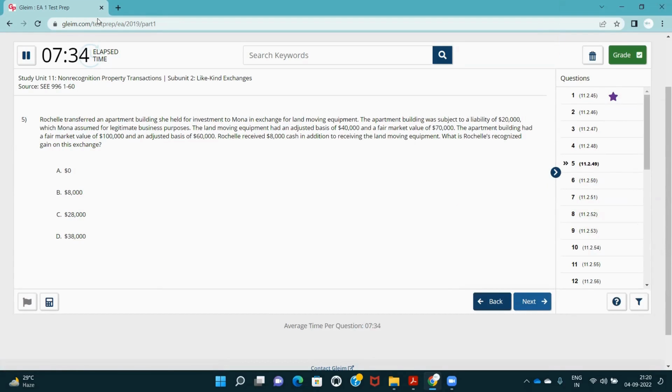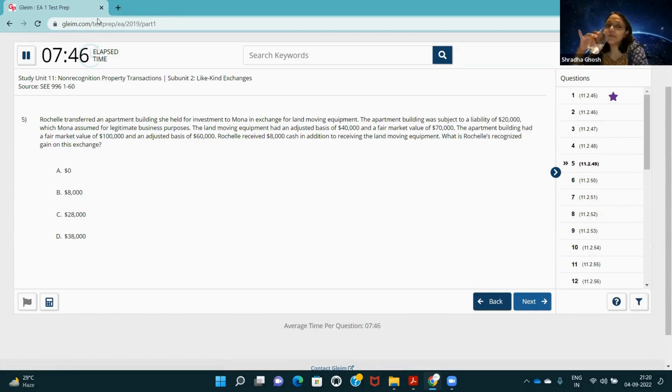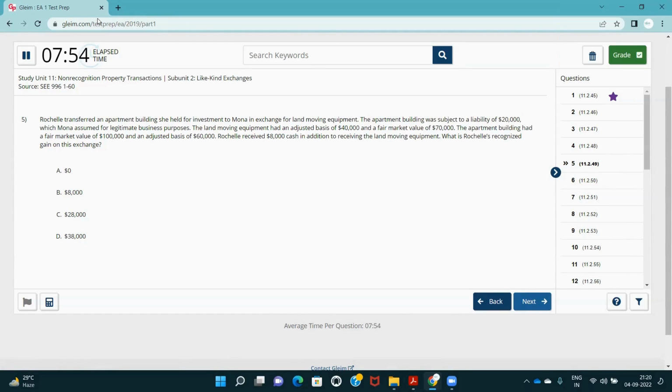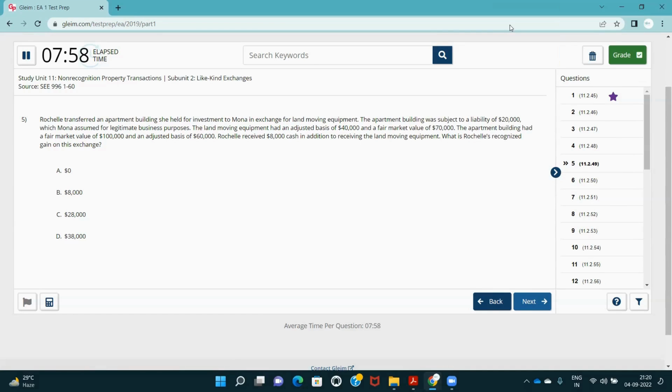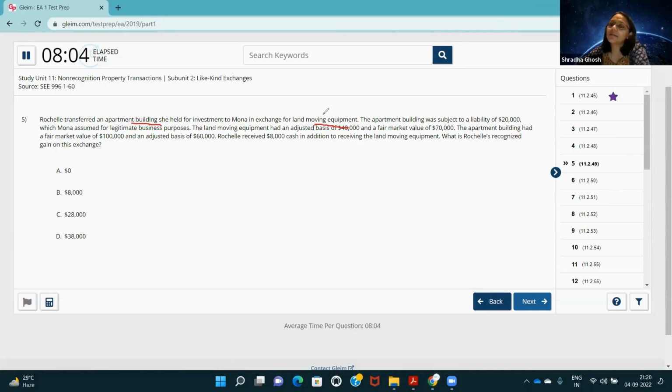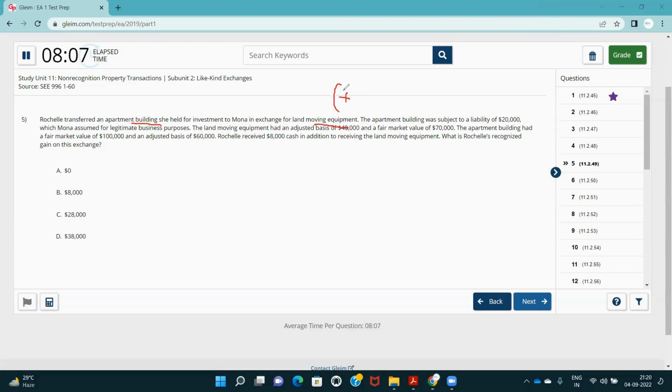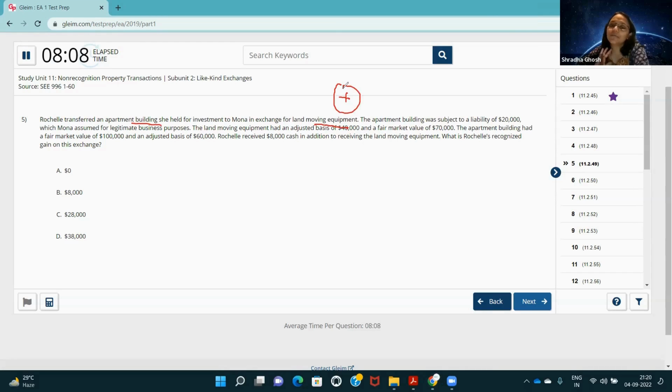What is R's recognized gain on this exchange? R transferred an apartment building she held for the investment to M in exchange of land moving equipment. The apartment. Stop. Is it real property? No. She is exchanging real property, but she's not getting real property in exchange. Yes or no? Yes. She's exchanging a real property, but she's not exchanging it with another real property. So is it a like-kind exchange? No. So remember, if it is not a like-kind exchange, everything will be at a fair value.